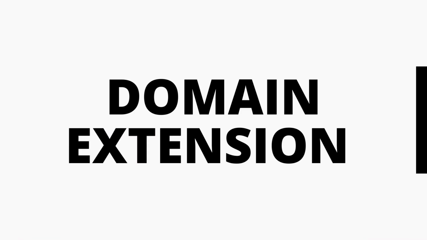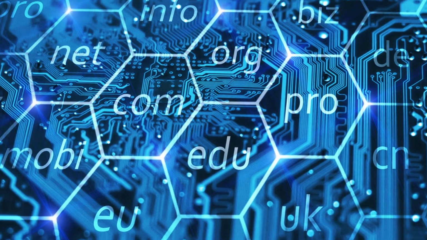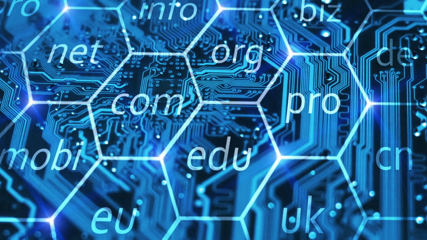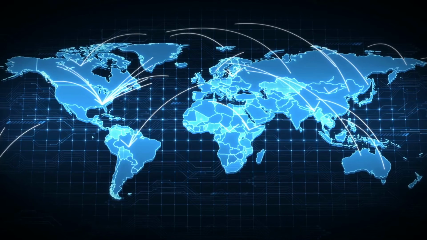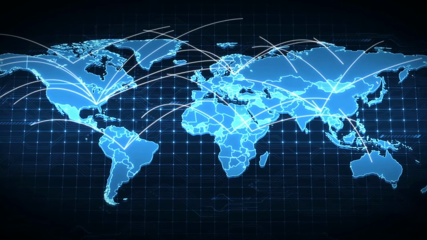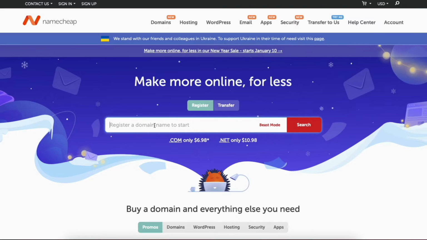A domain extension is what your domain name ends in, like .com, .net, and .org to name a few. .com is the most popular domain extension, so I'd recommend going with a .com if you can. The domain extension will vary based on your needs. For example, if the business you are running is country specific, you might want to choose a domain extension specific to that country. I'll type in a domain name for this tutorial.